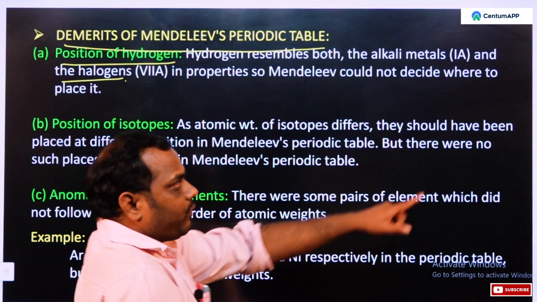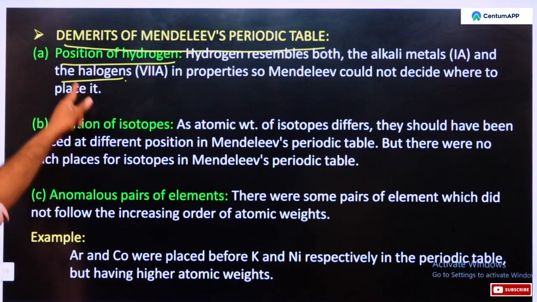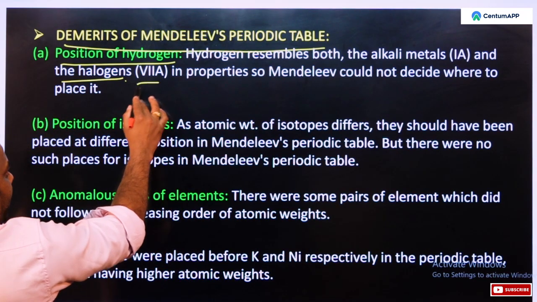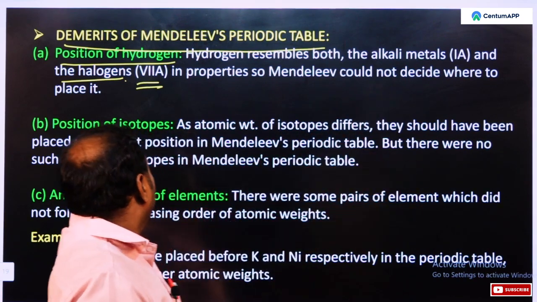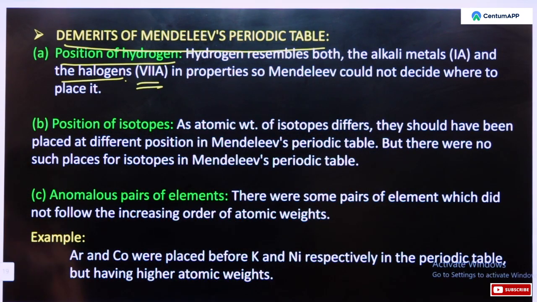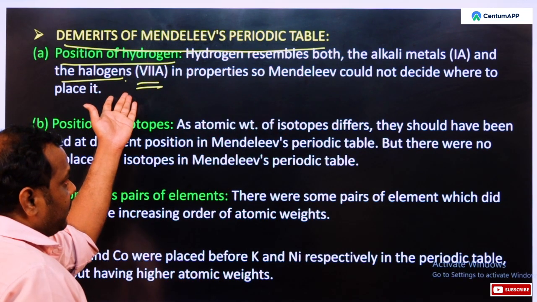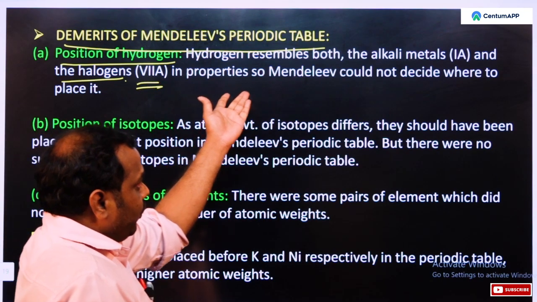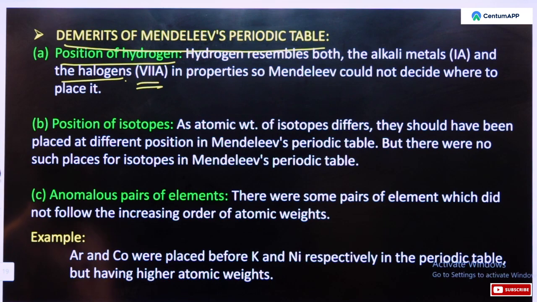Alkali metals are first A group elements. Alkaline earth metals are second A group elements. Halogens are seventh A group elements. In properties, hydrogen resembles both, so Mendeleev could not decide where to place it.